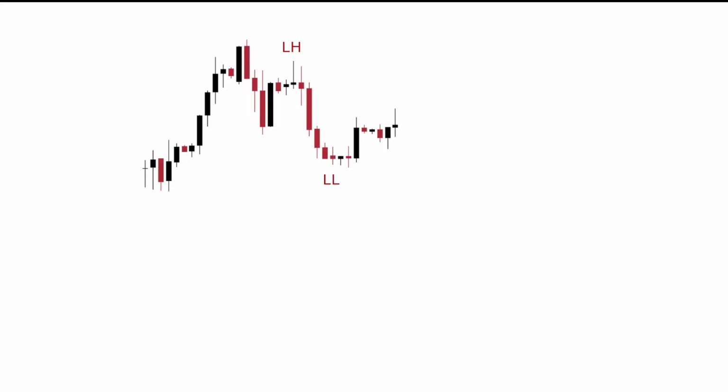And here's an example. Get your lower high, lower low, lower high, lower low, lower high, lower low.